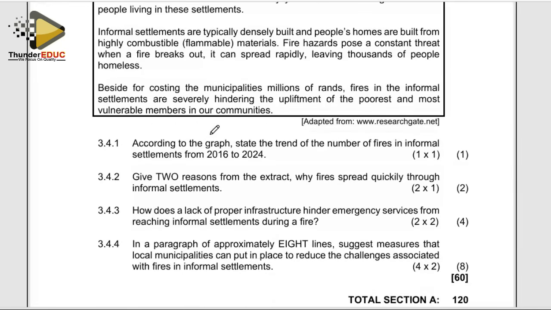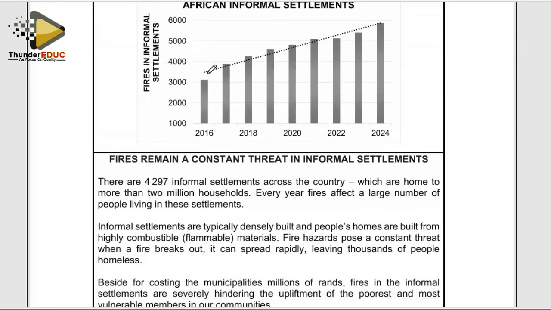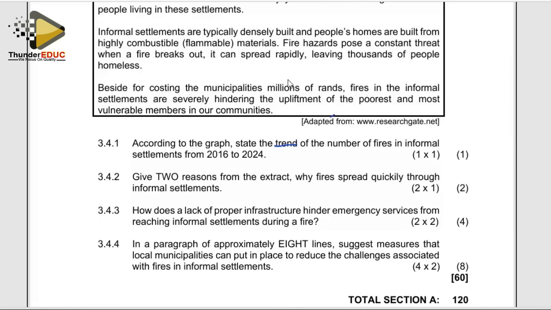According to the graph, state the trend of the number of fires in informal settlements from 2016 to 2024. When the question asks you of a trend, it can either be increasing, decreasing, or constant. That is what the question requires you to find out. If they ask you of the trend, is it increasing, decreasing, or is it maintaining the same, is constant? So from 2016 to 2024, our graph is positively sloped. You can see there. So our trend is increasing.